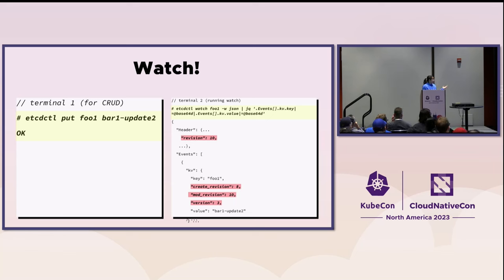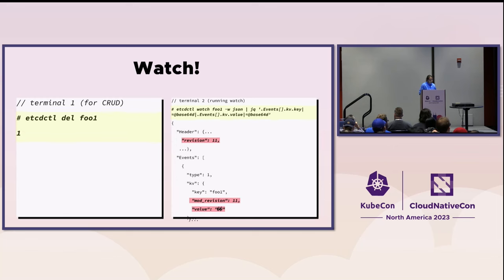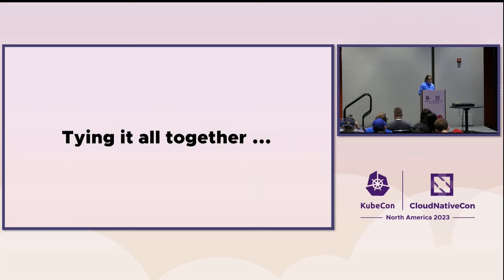If I do it again, if I set another value to foo1, I'll see the same changes here also. Revision is 10, mod revision is 10, and version is bumped to 3. But if I go ahead and delete it, there is no create revision anymore. The only thing we are getting is a mod revision, the revision at which this key was deleted, and the value is some garbage. There is no value at this point. So this is the time where this key has a tombstone attached to it.